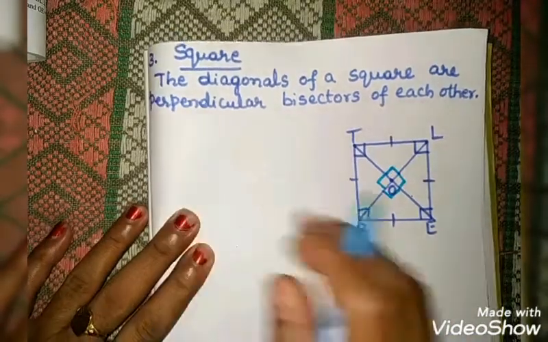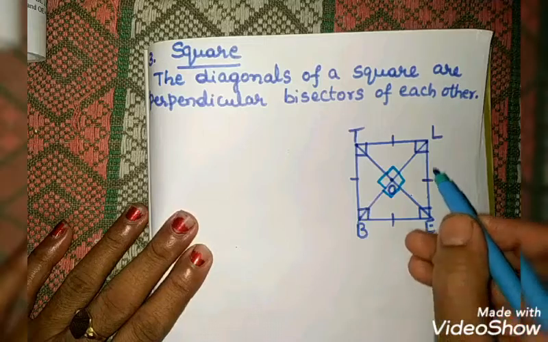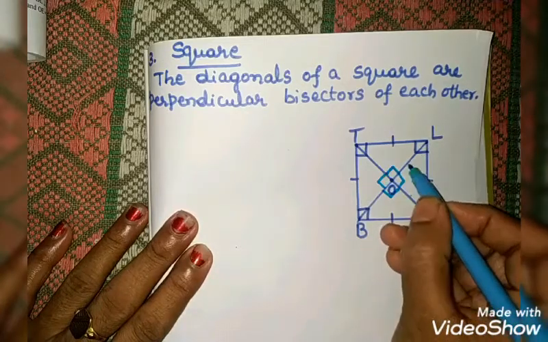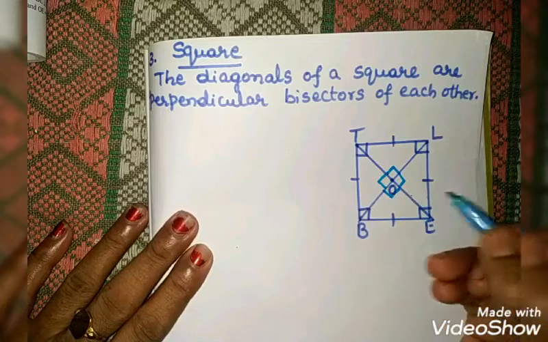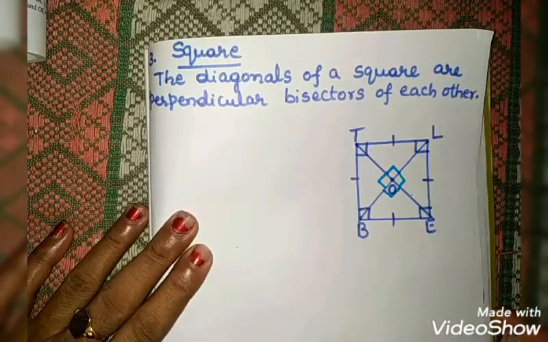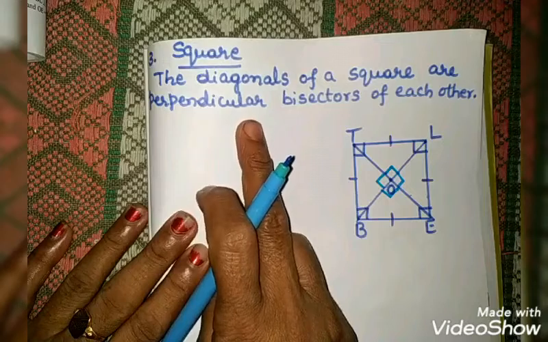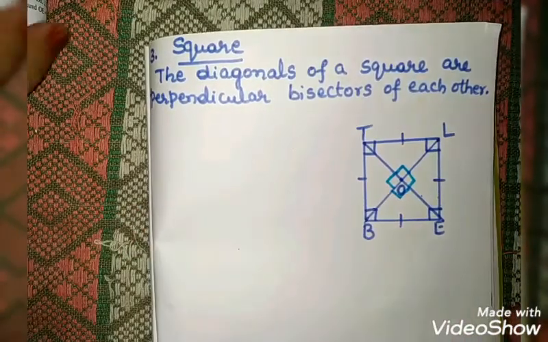So, diagonals are equal as usual and all the four portions are equal and they are perpendicular to each other, children. That is the thing you have to note here in the case of a square. This is one more property of a square. I hope you understood this concept.